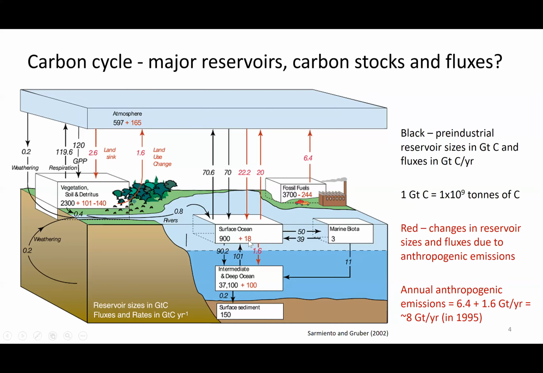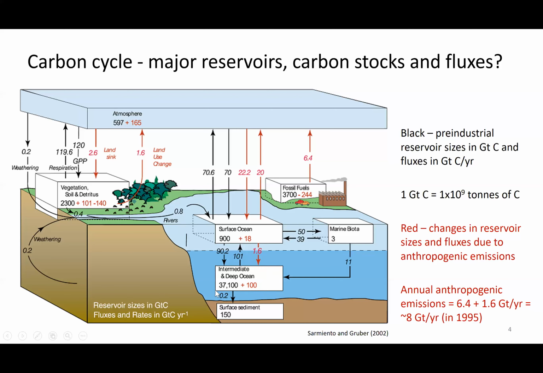And then we have the surface ocean, and the ocean itself is actually divided up into the surface ocean and the deep ocean, or deeper ocean. When we look at the oceans next week, it'll become apparent to you why we divide the ocean up into these two parts. But the surface ocean had about 900 gigatons of carbon in pre-industrial times, and that's gone up slightly due to anthropogenic carbon emissions.